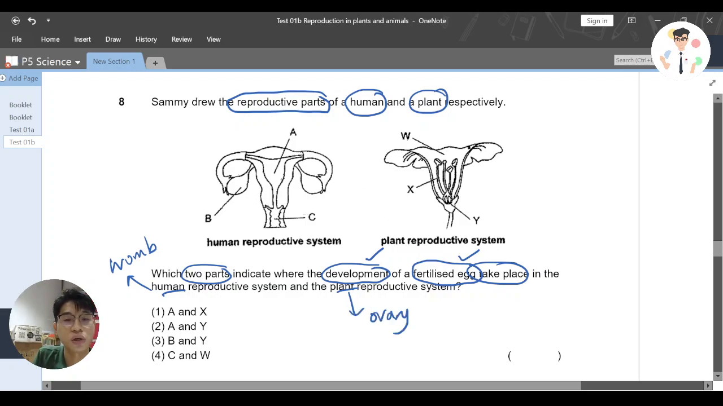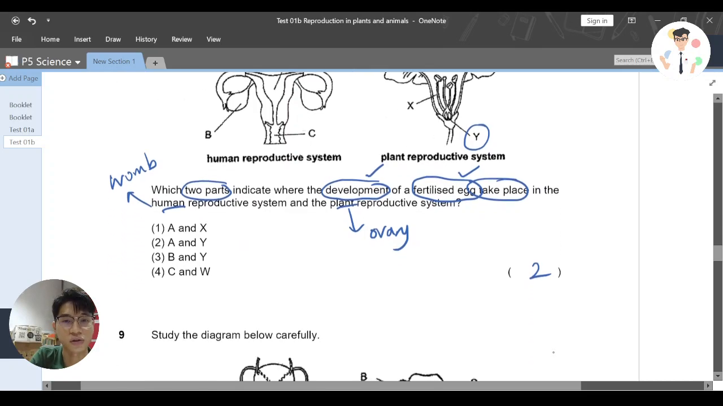So A, B, C, which one is the womb? That's A, right? Then for the plant, W, X, Y, which one is the ovary? It's Y, right? So the answer is what? A and Y. Option number 2. That's all. Let's move on to the next question.